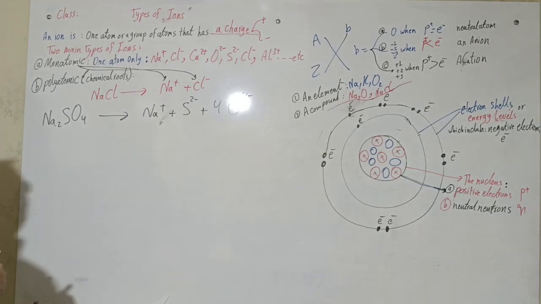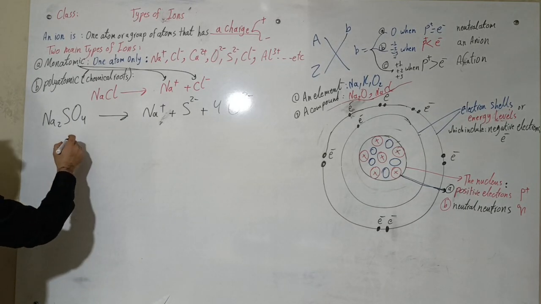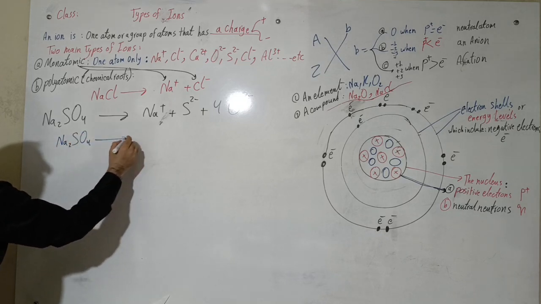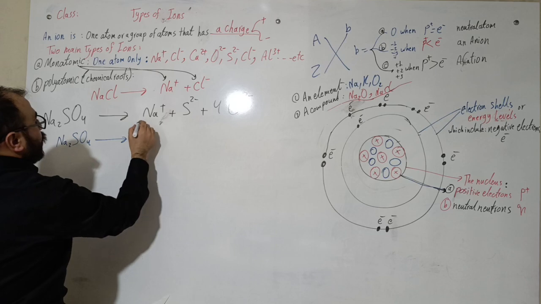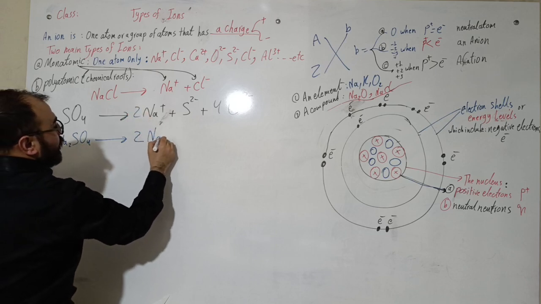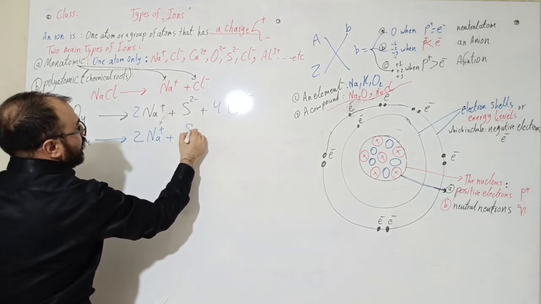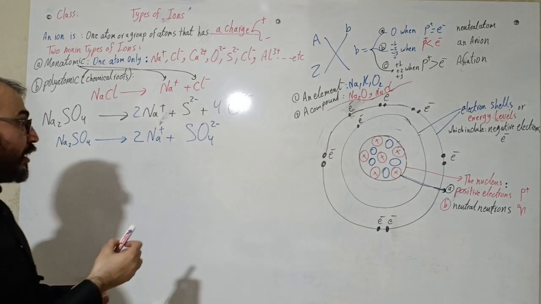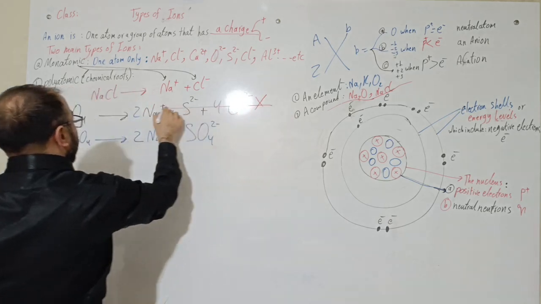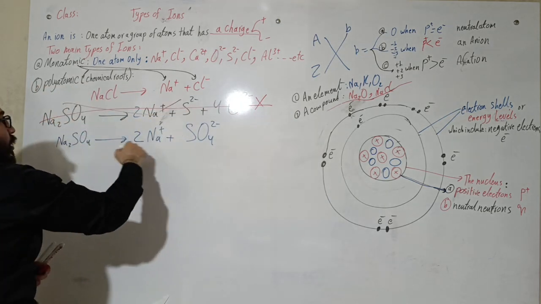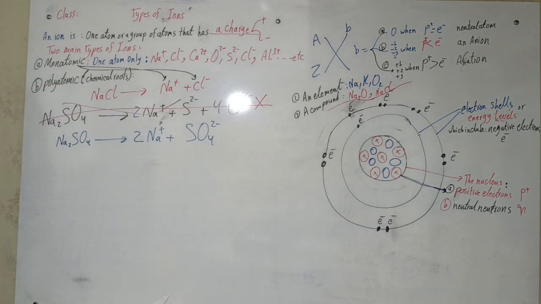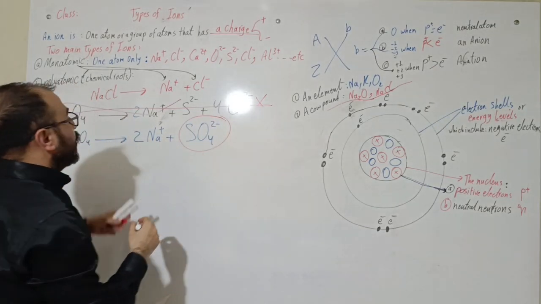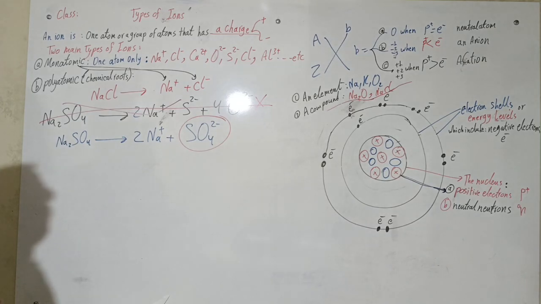The correct dissolving equation was Na2SO4 giving 2 sodium ions plus SO4 with a charge of minus 2. So the first equation was not correct, it was wrong, and this one was correct. And we call SO4 a chemical root or a polyatomic ion.